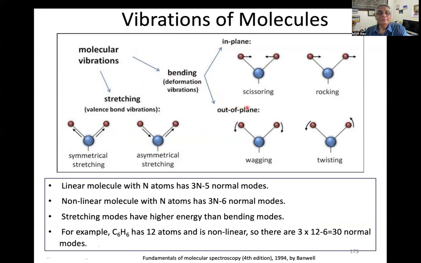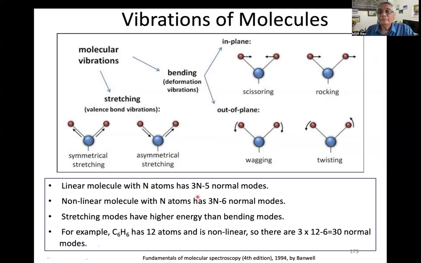Molecular vibrations, the stretching modes, the wagging, twisting, rocking, scissoring motion, and the symmetric and anti-symmetric stretching, right? All this involves energy which falls in the infrared range. And what we are doing using the spectroscopy techniques is capturing all the information about the vibrations of molecules.